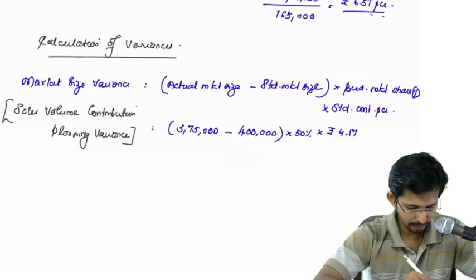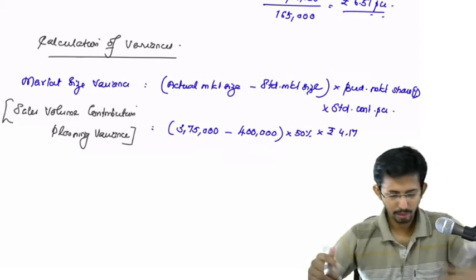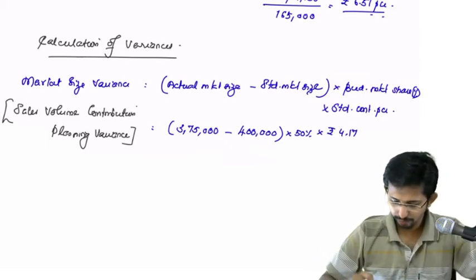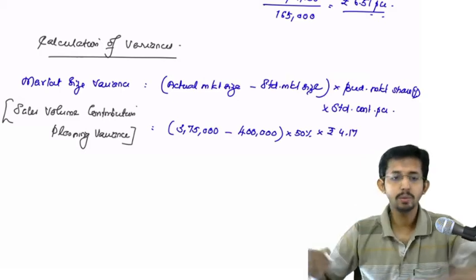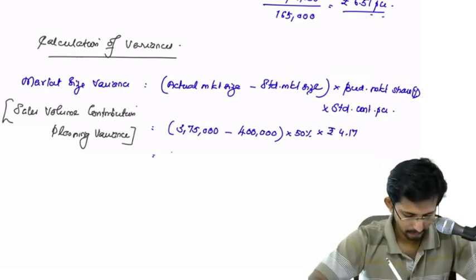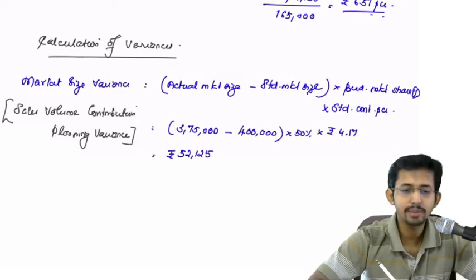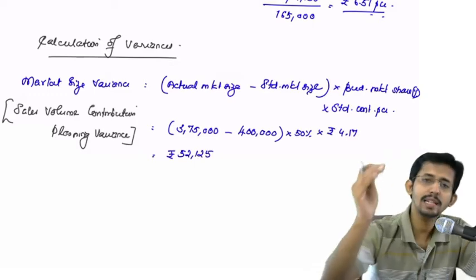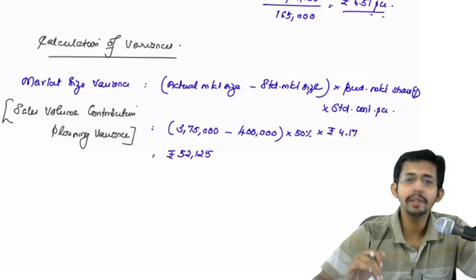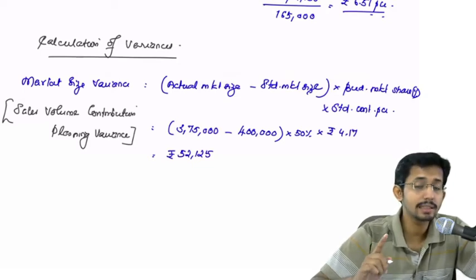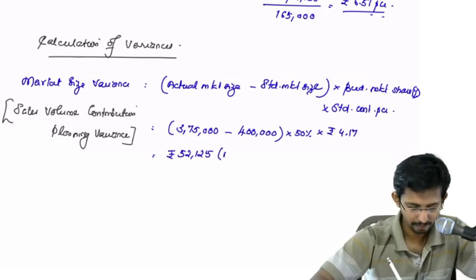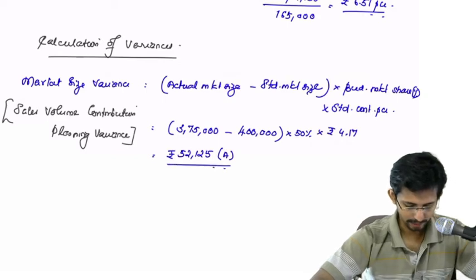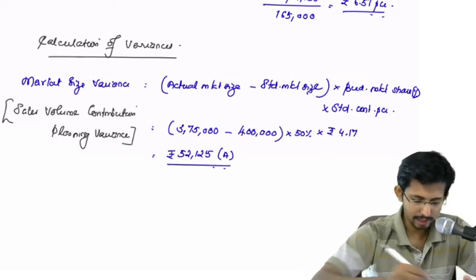And so here it will be 12,500 into 4.17 will be 52,125 rupees. Tell me, is it favorable or adverse? Market size reduced. When market size reduces, it is an adverse variance. Adverse variance. Okay, so that is market size variance.